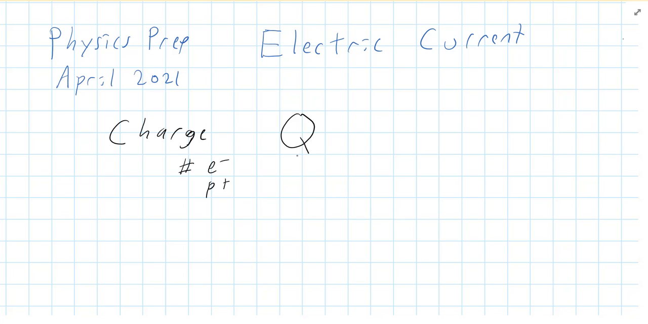So if you got more electrons than protons, you're negative. If you got fewer electrons than protons, you're positive. If you have an equal number of electrons and protons, you're neutral. Okay. The unit for charge is called the coulomb.